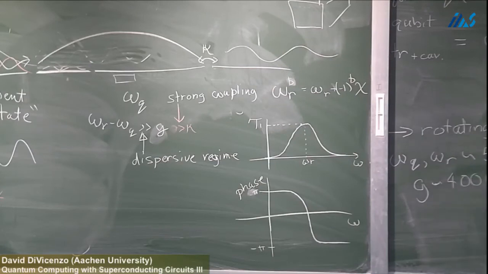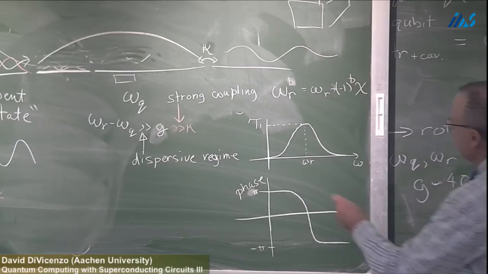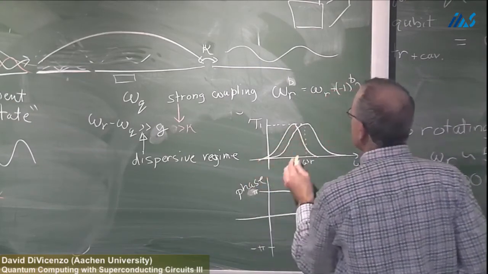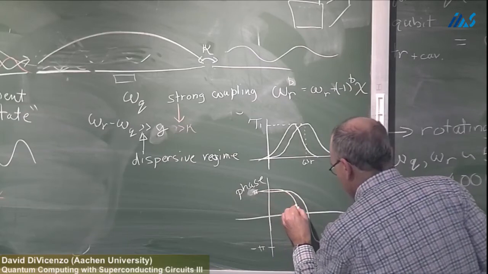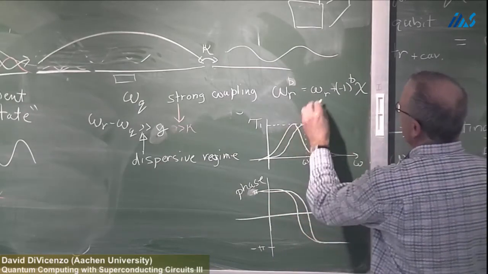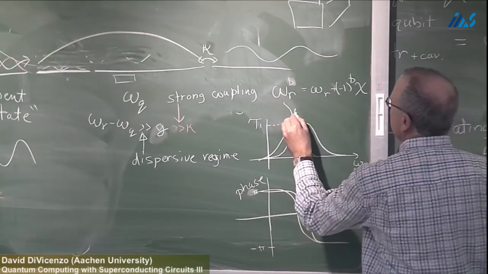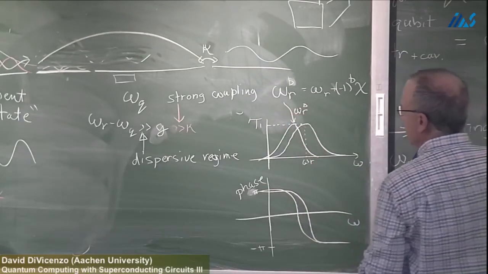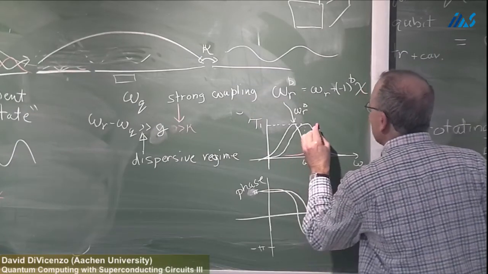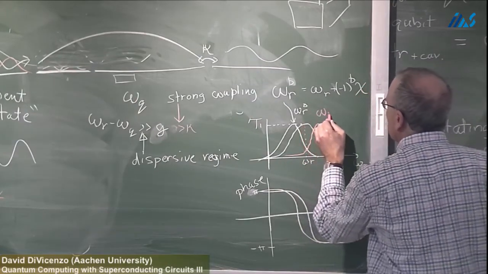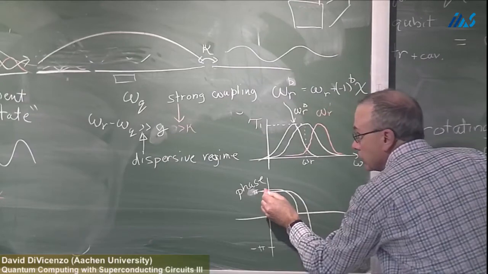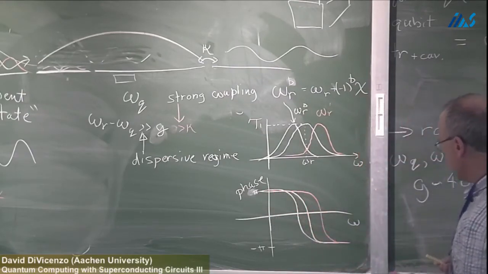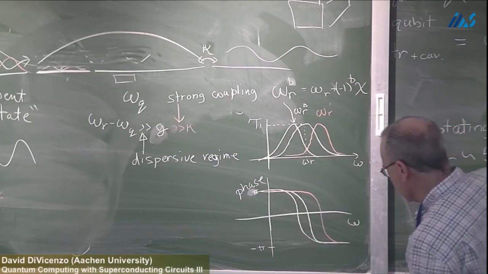Now we have the filled cavity, and now if the qubit is 0, then it's down here somewhere. And the phase change is also like that. It's shifted over to this modified frequency. This is omega r0. And then if the qubit is 1, it's over here. So this is omega r1, with a corresponding phase shift over like that. Now that's perhaps an exaggeration of magnitude.